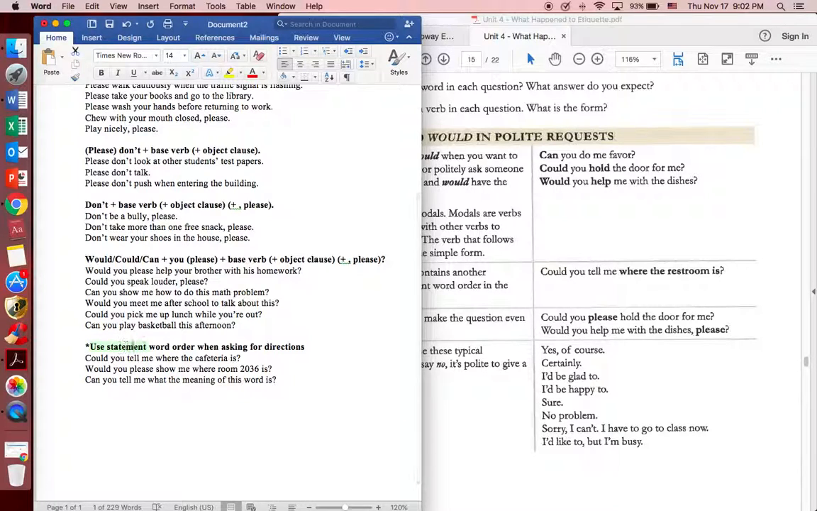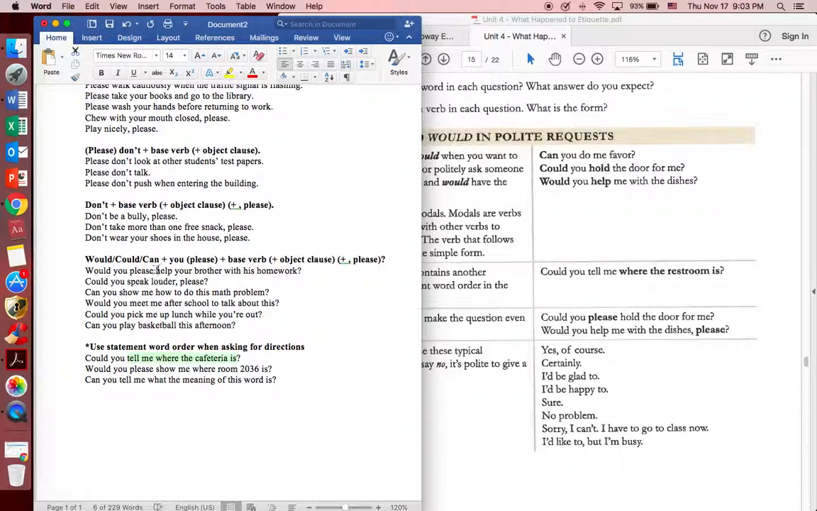It's important that you use statement word order when asking for directions to a place. You don't use the question order even though there's a question mark at the end. Could you tell me where the cafeteria is? And then if you wanted to make an imperative, you're just going to say, tell me where the cafeteria is.